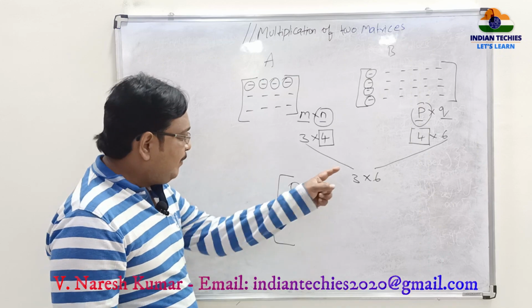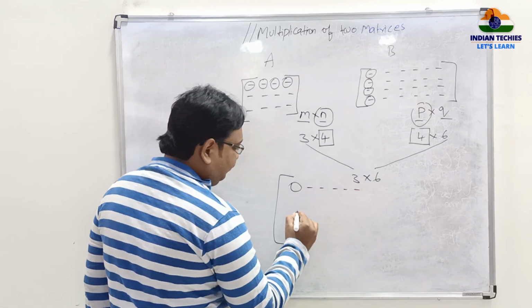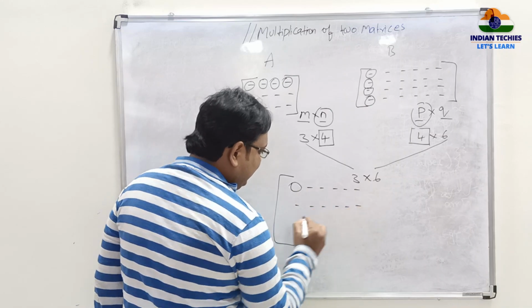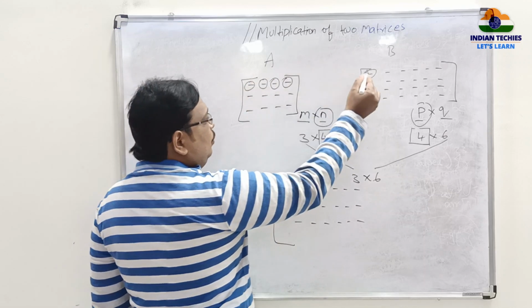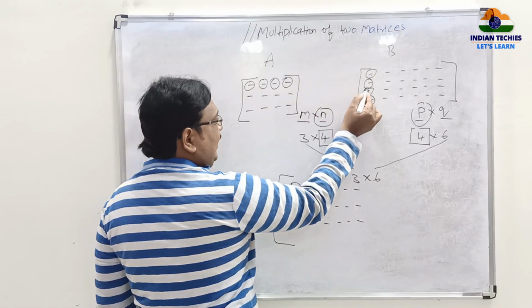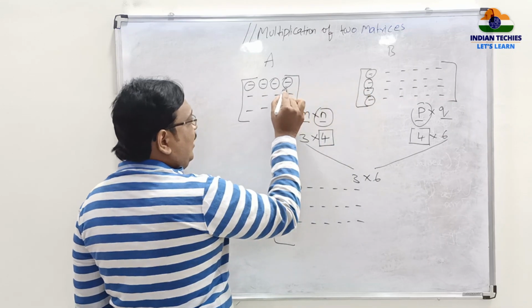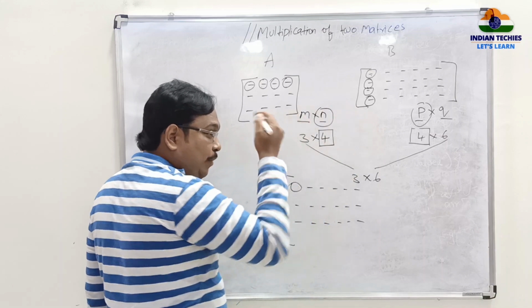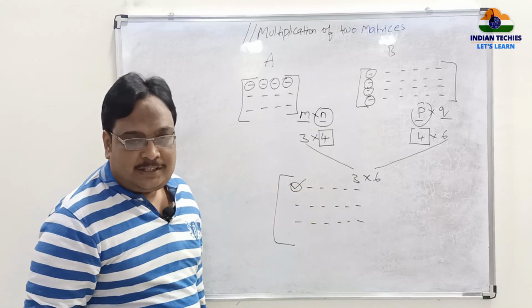What is the resultant matrix? 3 cross 6. First value into this first value, plus second value into this second value, plus third value into this third value, plus fourth value into this fourth value. If you add, you will get one single value in the resultant matrix.